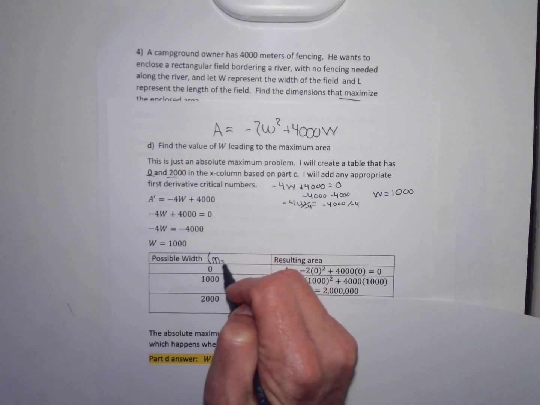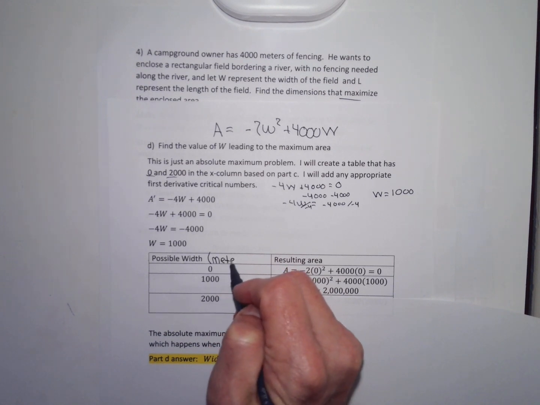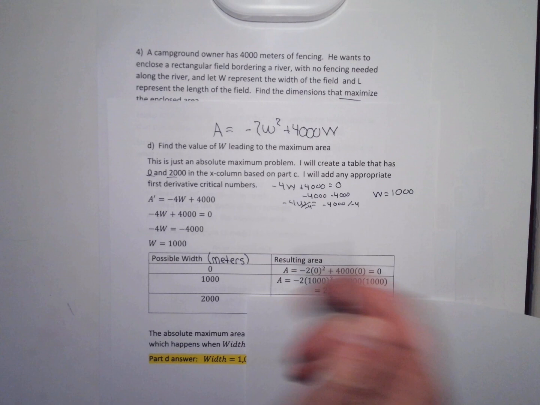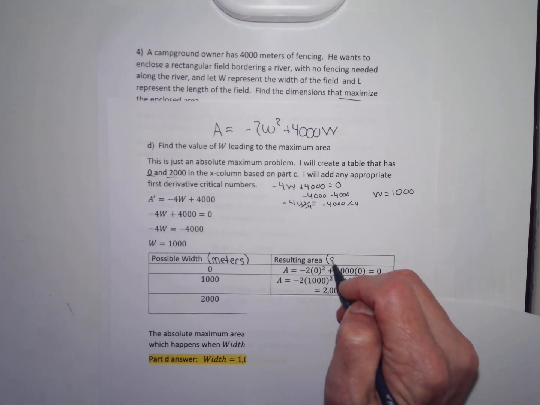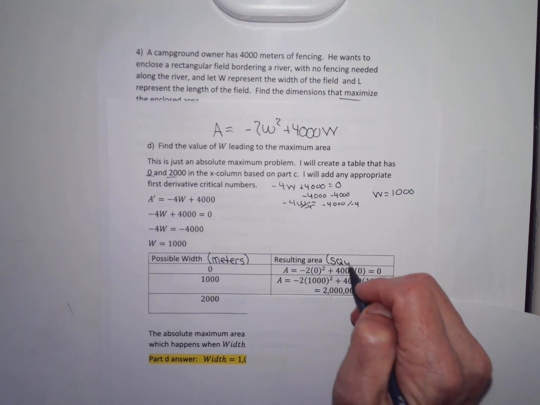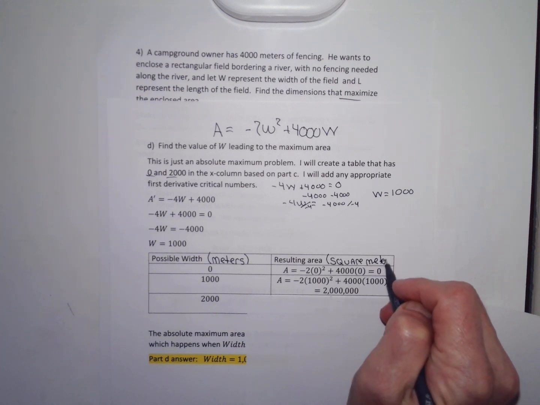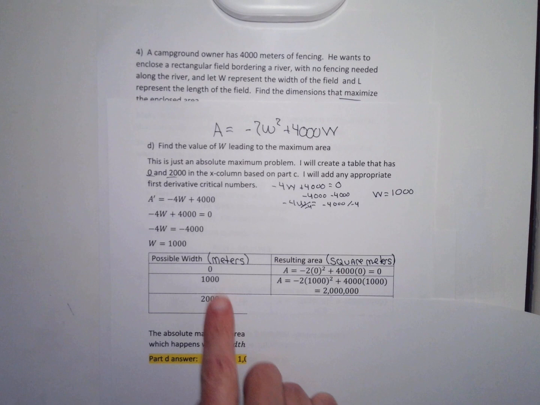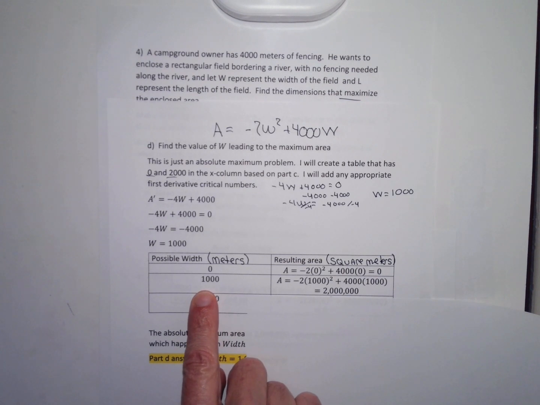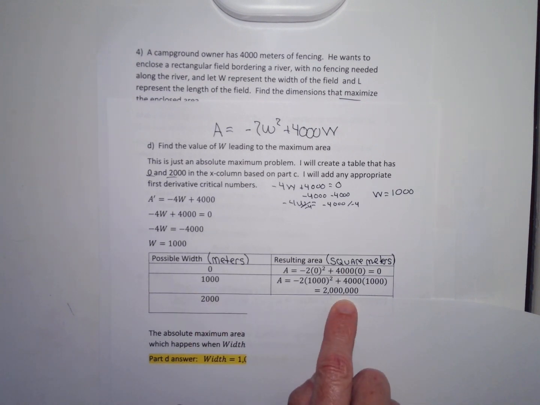because here the dimensions of the widths, these are linear, it's just going to be in meters. The dimensions of the areas are going to be in square meters, for what that's worth. So here it says at a width of 1000 meters, the area is 2 million square meters.